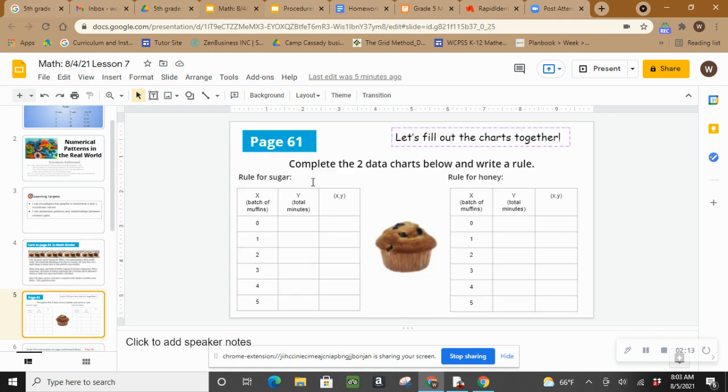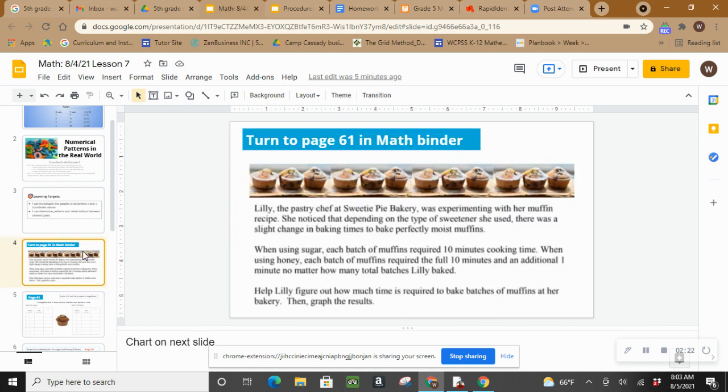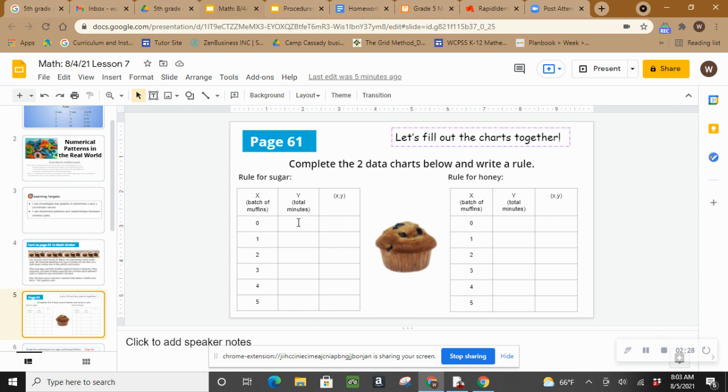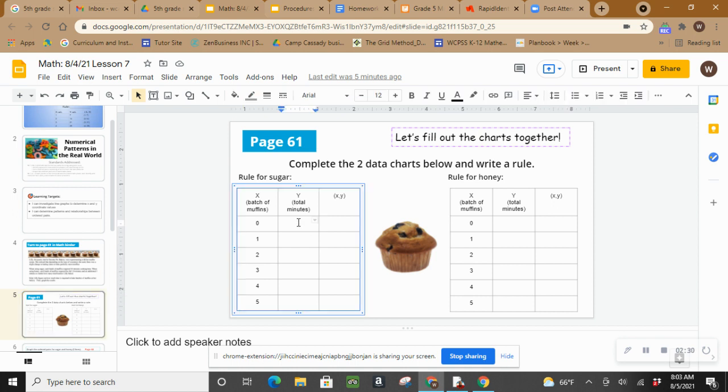All right, so we're going to complete this chart on page 61 still, okay? So the rule for sugar. So remember, go look at the rule for sugar. Each batch required 10 minutes cooking time. So if we have 0 batches, we can't cook any. So that's just going to be 0.